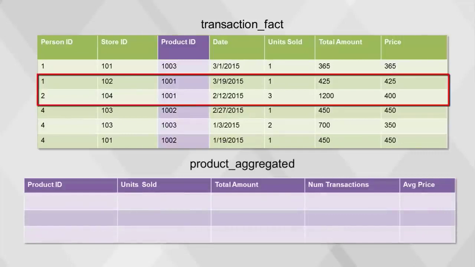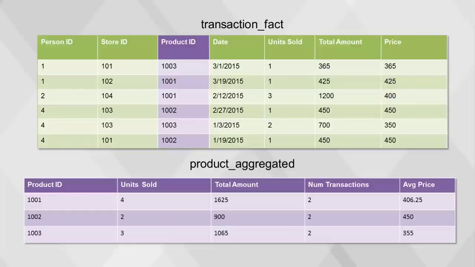For example, product 1001 sold for $425 and $400. The average of these two values is calculated and then entered into the resulting table. Values for subsequent IDs are calculated in a similar manner.